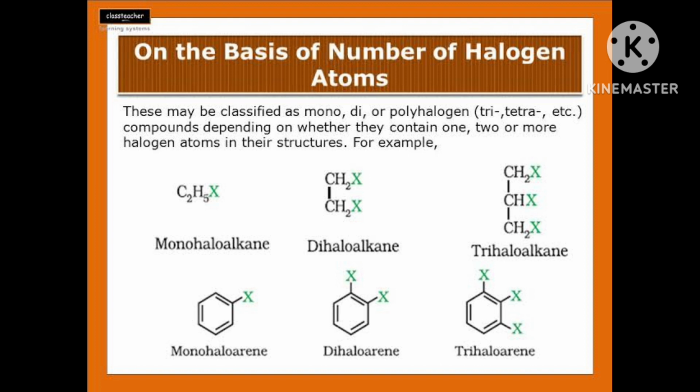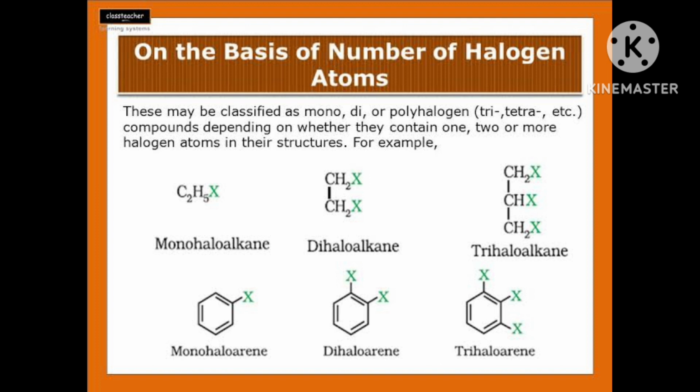That's why it is called dihaloalkane. In that way, trihaloalkane: if in propane, from each carbon, one hydrogen will go, and in its place one X will come on each carbon. Then now CH2X, CHX, CH2X. This is called trihaloalkane, because 3 X are attached with alkane.